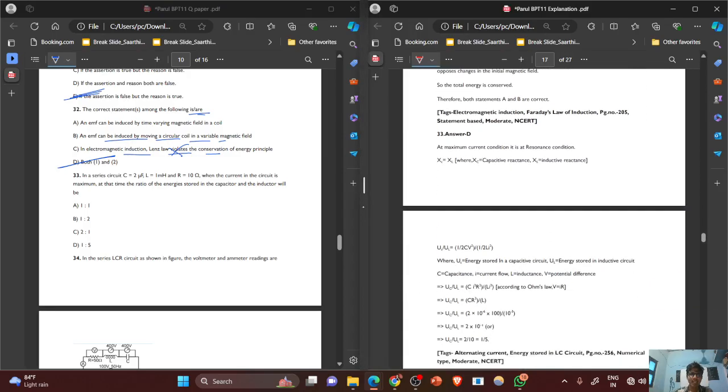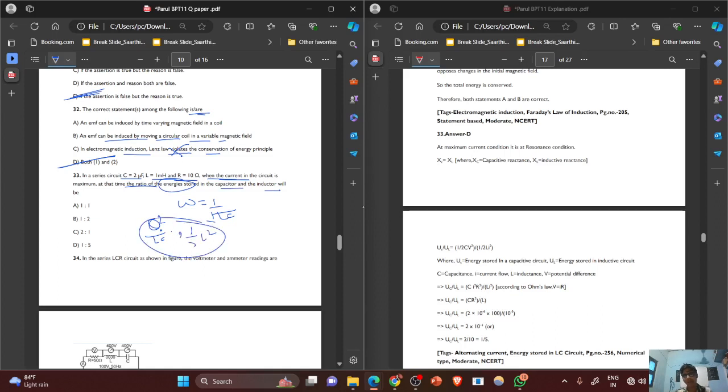Now, in a series LCR circuit, the values of C, L, and R are given. When the current is maximum, meaning resonance, find the ratio of energy stored in the capacitor, which is Q square by 2C, to that in the inductor, which is half L i square. Simple. You just need to understand, or if C and V are given, half C V square is also the way. So it's again a simple question. You just need to calculate the ratio.